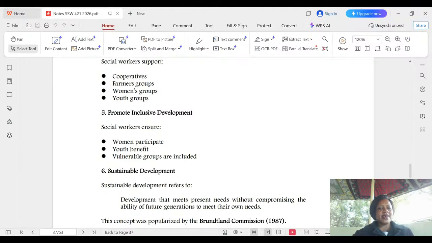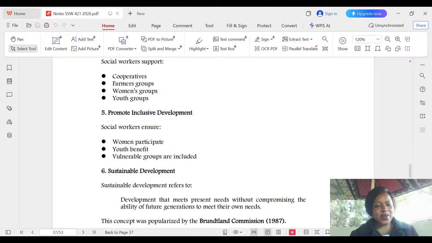You'll ensure that women participate, men participate, because gender is not just about women. Children participate. Children's voices are normally left out. The elderly participate. Okay, the physically and the mentally challenged and all other groups participate. So inclusion. You'll ensure that youth benefit. Okay, because sometimes youth can be left out when the benefits are being shared because their voice may not be represented. You'll ensure that vulnerable groups are included, like we've already said.